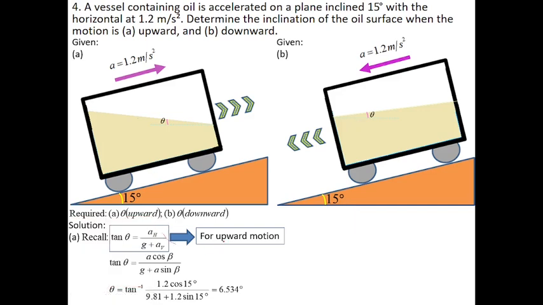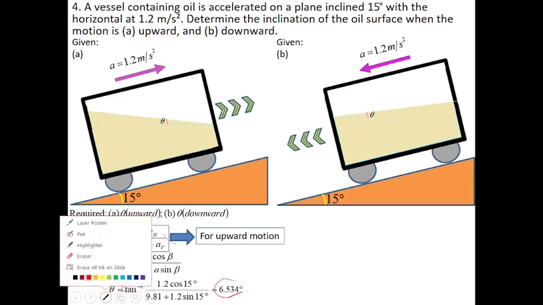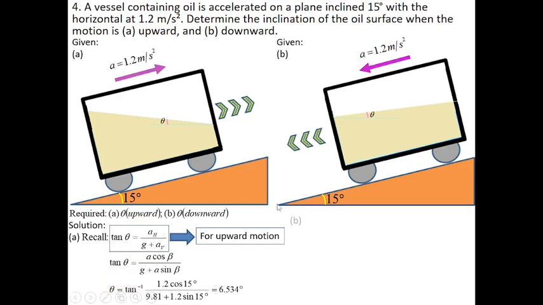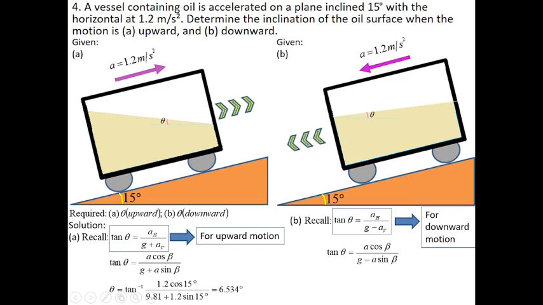So, pareho lang ba na 6.5? Mataas ba sa 6.534 or mababa sa 6.534? Let's investigate. So, formula, no? Tangent theta, pag downward ang motion, okay? Yan ang formula. Ito yung gitnang sign, minus, no? Gitnang operation ay minus. So, A cosine beta over G minus A sine beta.